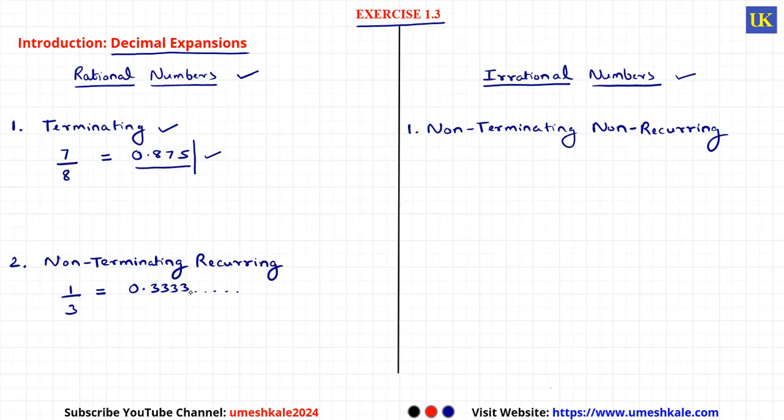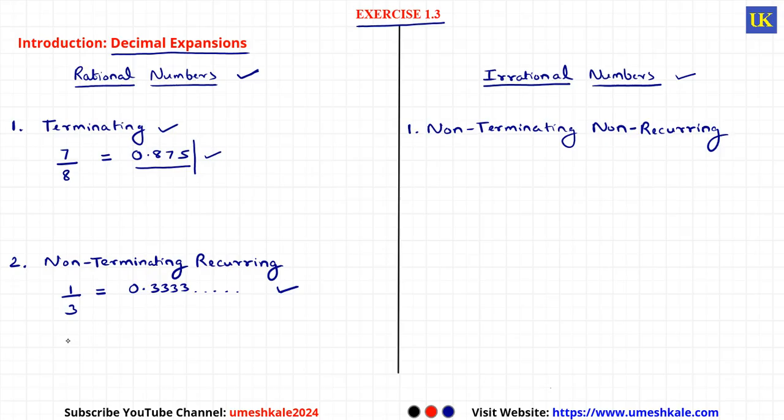So here what is happening? It is non-terminating, meaning it is not stopping, but it is recurring. Recurring means repeating. If the same group of numbers or the same number is repeating, then it is called recurring. So non-terminating recurring is also a decimal expansion of a rational number. It is not stopping, non-terminating, but it is repeating, recurring. If we have a non-terminating recurring decimal expansion like this, then we can say that this particular number is a rational number. Okay, so there are two situations.